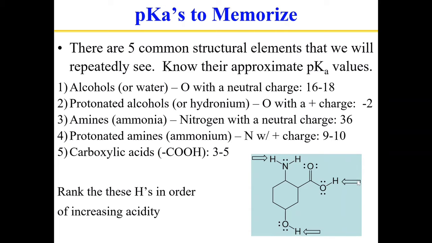The carboxylic acid's pKa of 5 makes it the strongest acid. The amine with a pKa of about 36 makes it the weakest acid, and the alcohol is in the middle. So the carboxylic acid is the strongest acid here, the alcohol is second strongest, and the amine is weakest, or third strongest.